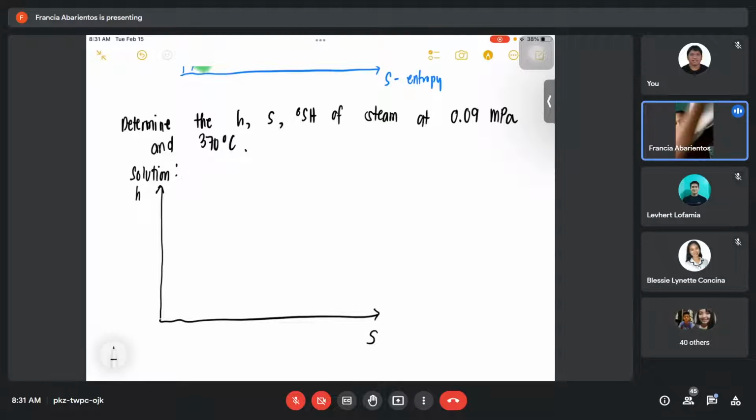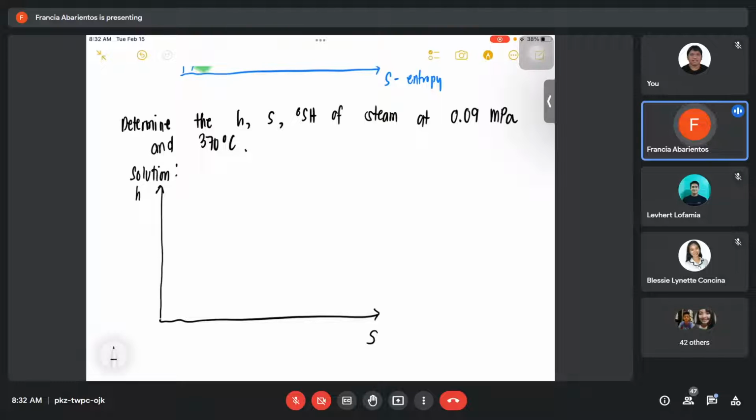Okay. So, makikita nyo is 0.9. So, i-fold nyo muna, class, yung molar chart nyo into 2. Sa dalawa. Sa dalawa, class. How about yung 370 degree?